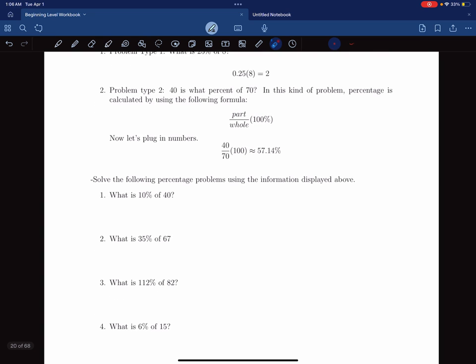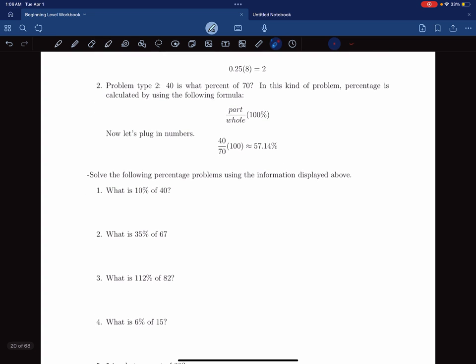Now, our second type of problem that you'll see is something like this. 40 is what percent of 70? In this kind of problem, percentage is calculated by using this formula: part over whole times 100. If we want to use these numbers, we're going to say 40 is the part and 70 is the whole. Then we multiply that by 100, and you're going to get 57.14%.